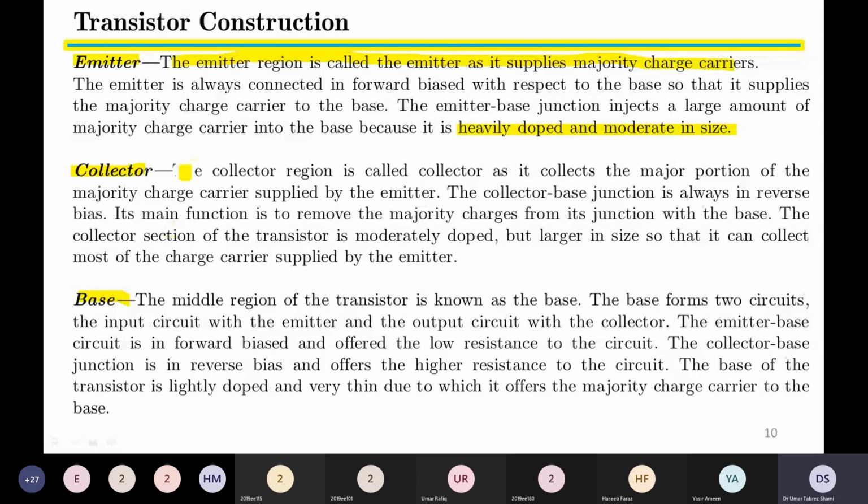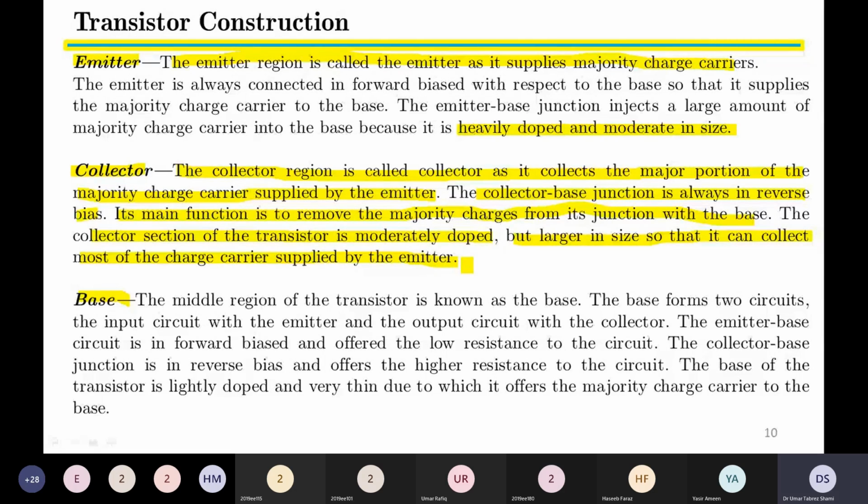Then the collector. The collector region is called a collector as it collects the majority portion of the majority charge carriers supplied by the emitter. The collector base junction is always in reverse bias mode. Its function is to remove the majority carriers from its junction with the base. The collector section of the transistor is moderately doped but larger in size so that it can collect most of the charge carriers supplied by the emitter.